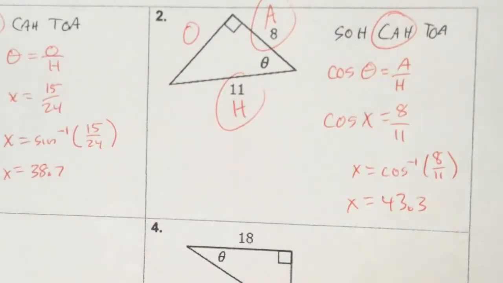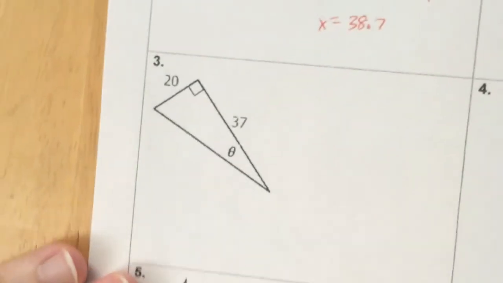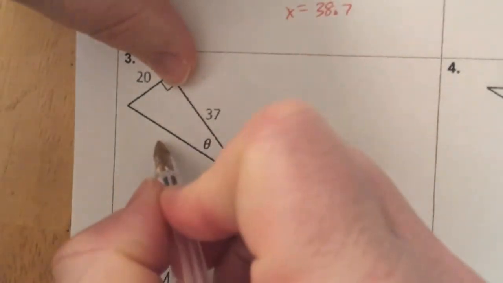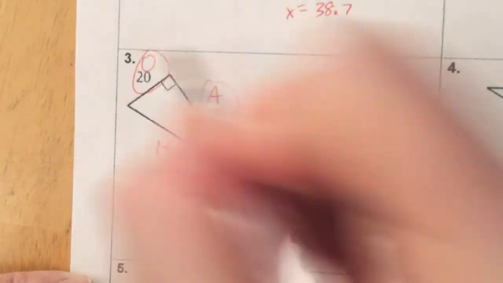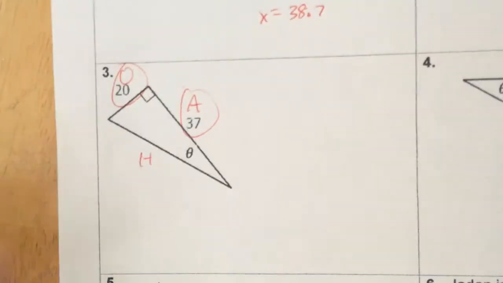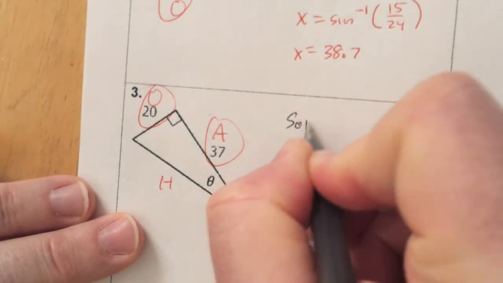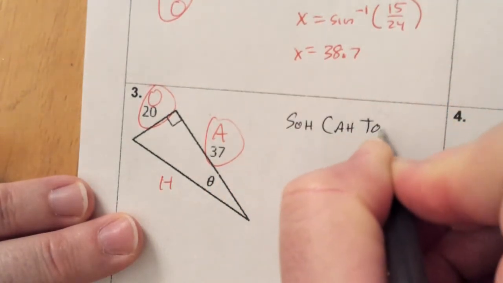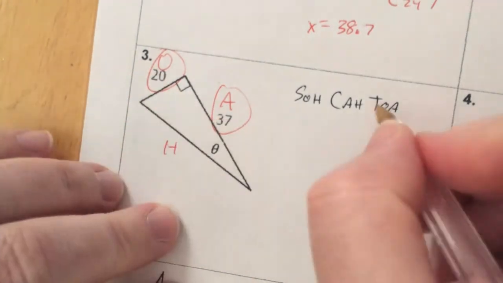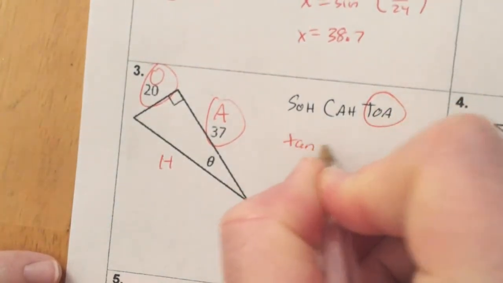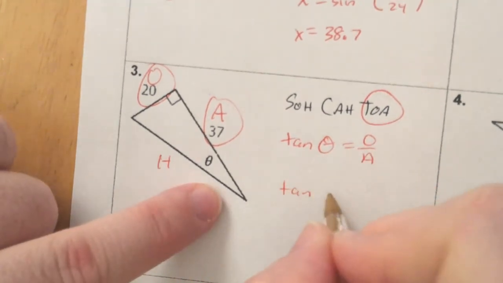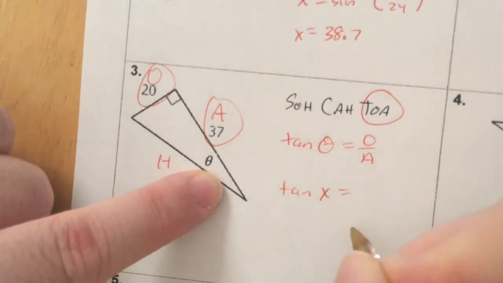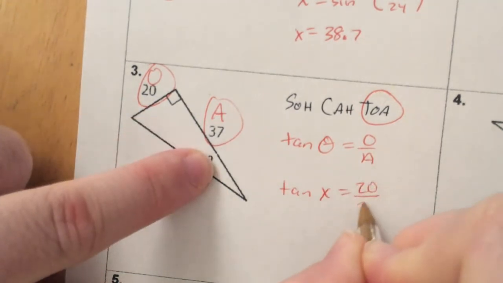All right, keep it going. We're almost done, guys. All right, number 3. All right, so H, O, and A. What trig function are we going to use? Okay, so SOH CAH TOA, and we have O and A, so that's TOA. So tan of theta equals O over A. Tan of the angle, which is x, O, which is 20, over A, which is 37.